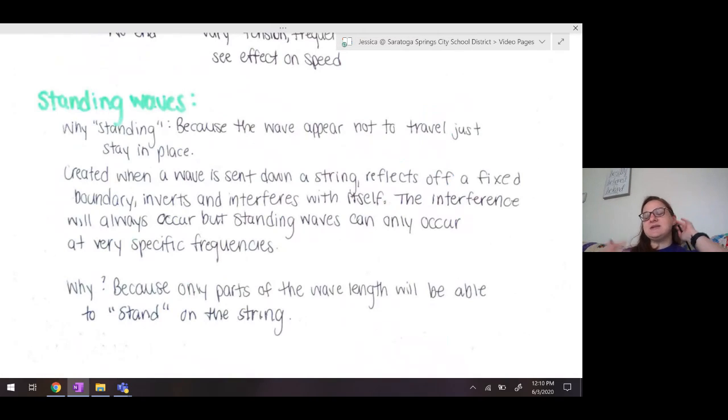We'll talk about standing sound waves probably on Friday. But now we're going to talk about standing waves on strings. So why do we consider them to be standing waves? What does it mean to have a standing wave?